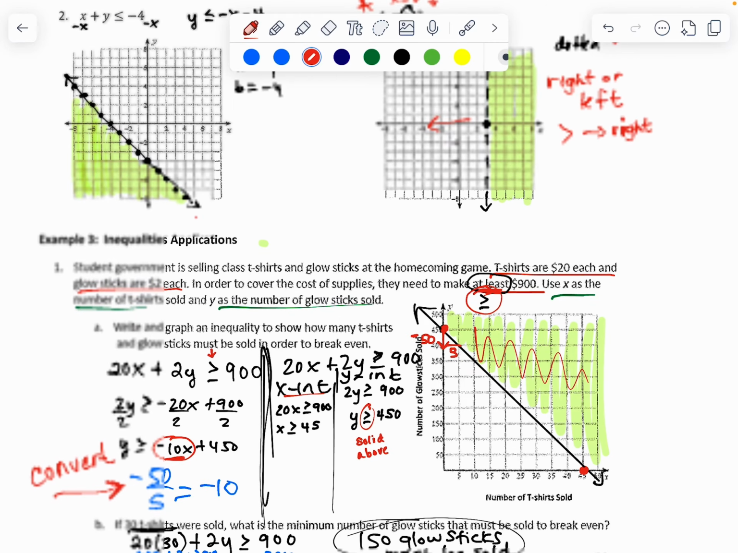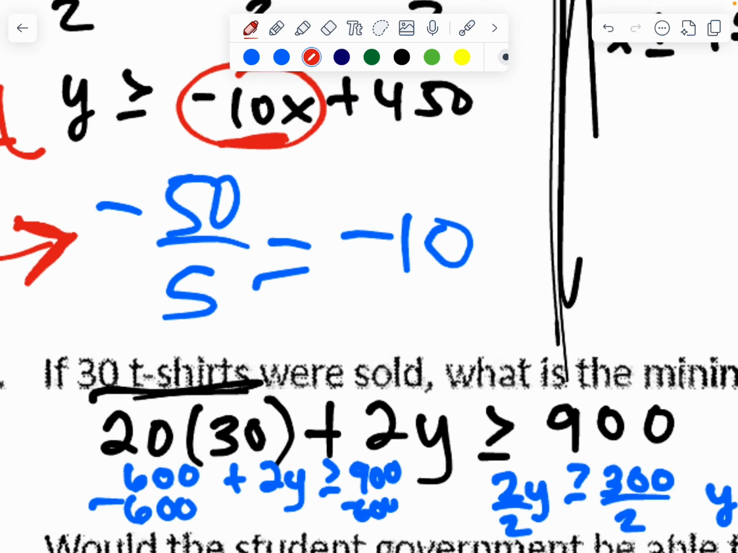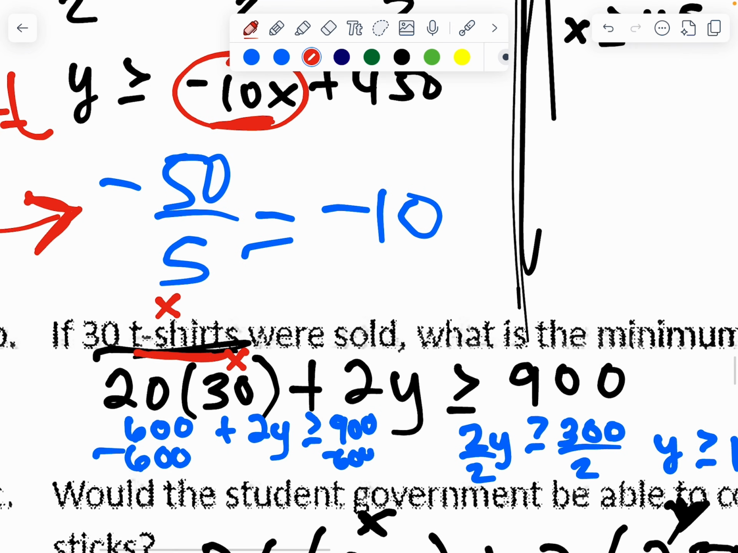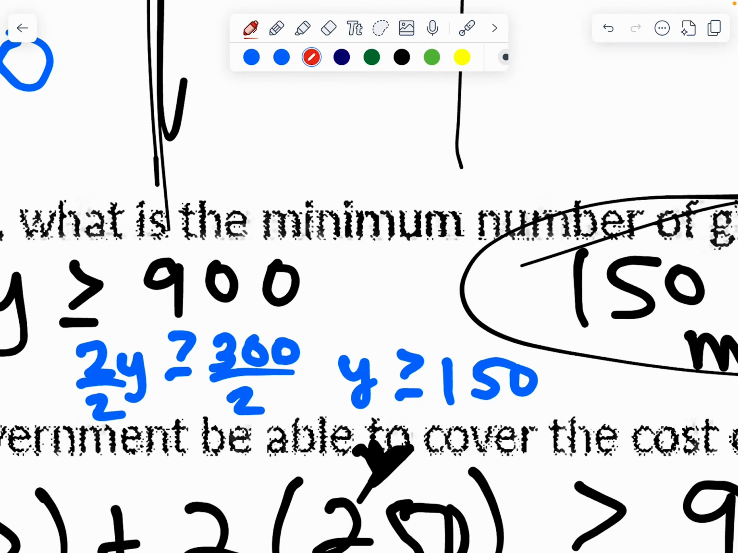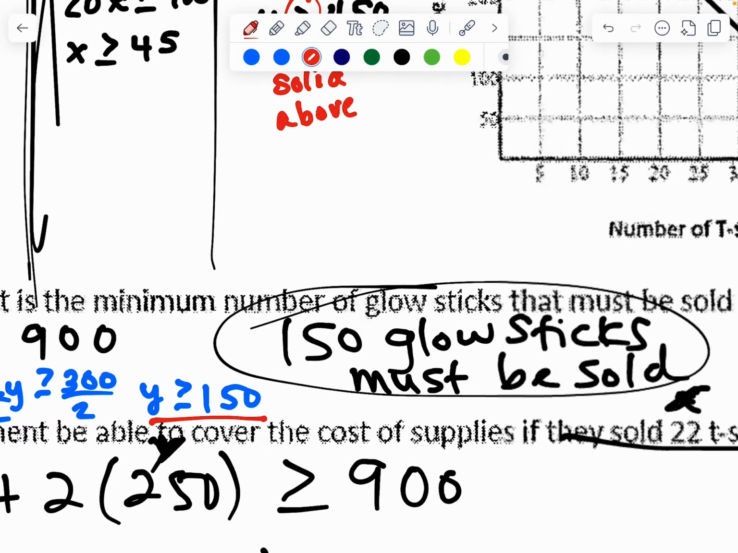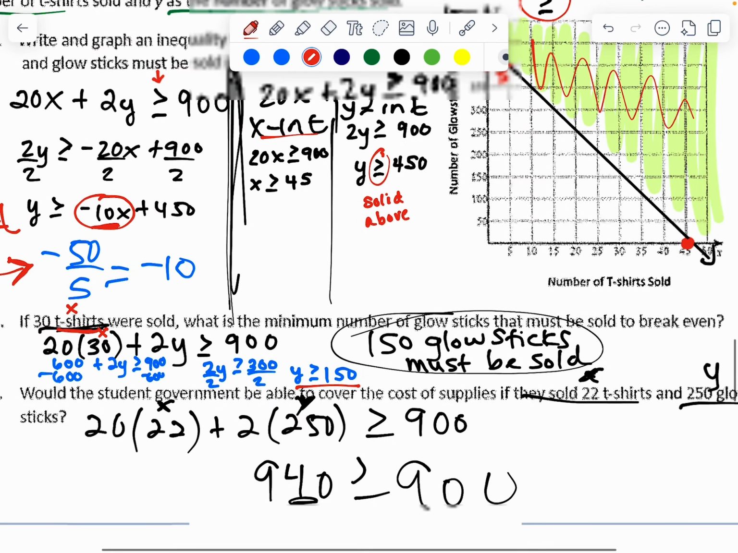All right, that is it for today. Okay, actually, sorry, we have to do B. If 30 shirts were sold, what is the maximum number of glow sticks that must be sold to break even? So 30 is representing the t-shirts, that means the x values. I'm going to plug in 30 for x into my equation and solve. When I do that, I get y is greater than or equal to 150. So that means 150 glow sticks must be sold for them to break even.